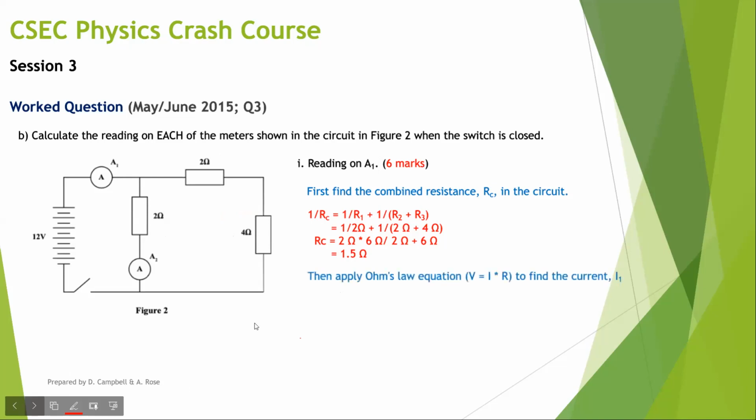Right. So we're now going to find the current by applying Ohm's law. Ohm's law, in mathematical terms, V is equal to I times R. So if we transpose and make I the subject, I is equal to V divided by R. So we want to find the total current. So we use the total voltage, which is 12 volts, and we divide it by the total resistance, which we just found to be 1.5 ohms. So 12 divided by 1.5 is equal to 8, and our current is 8 amperes.